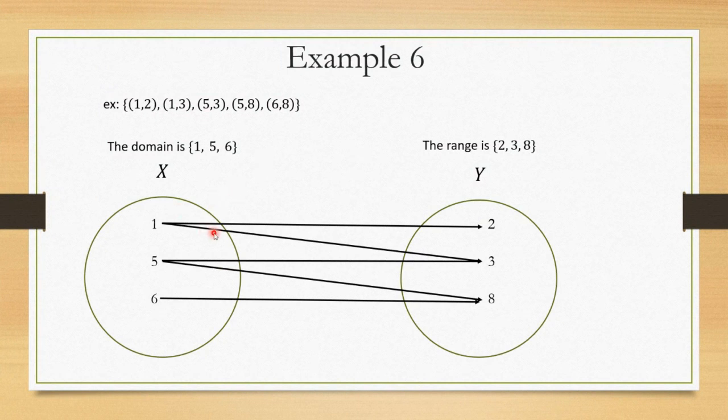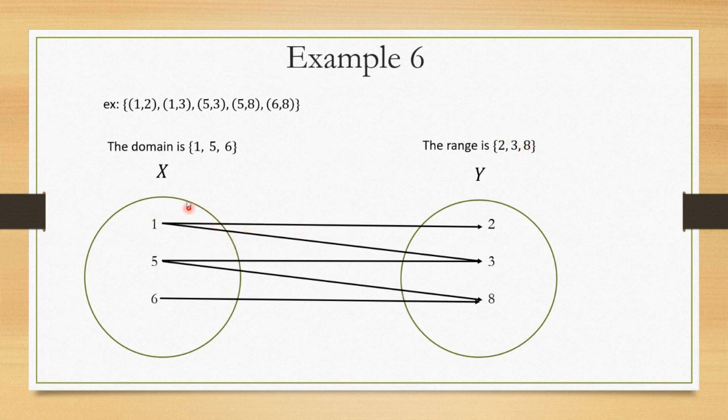Okay, so this is another example, okay? We have the domain again is 1, 5, and 6. The range is all the y coordinates. We have 2, we have 3, 3 is listed already. We have 8, 8's listed already. So we have this. You don't have repetition in a set.